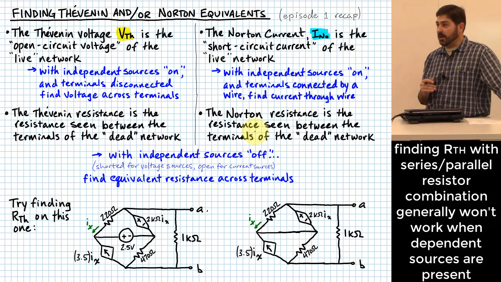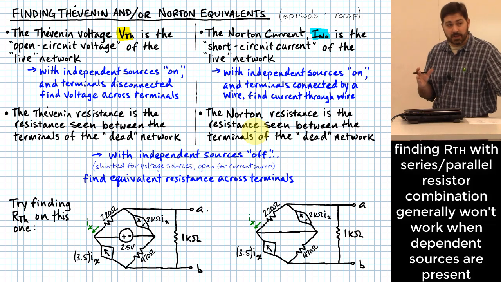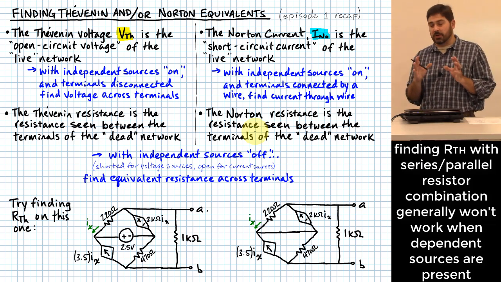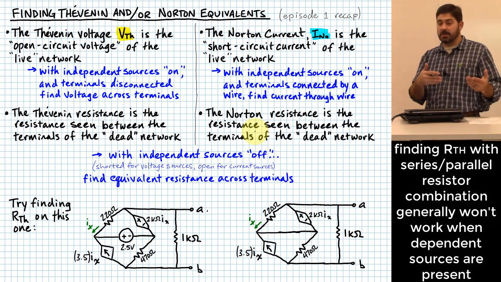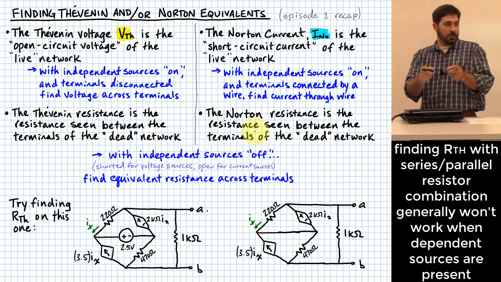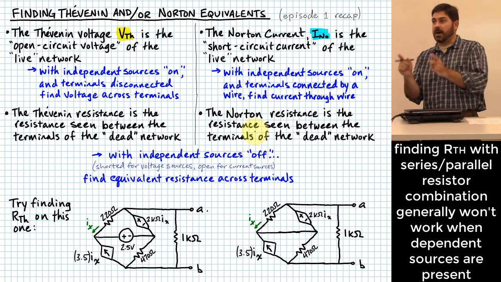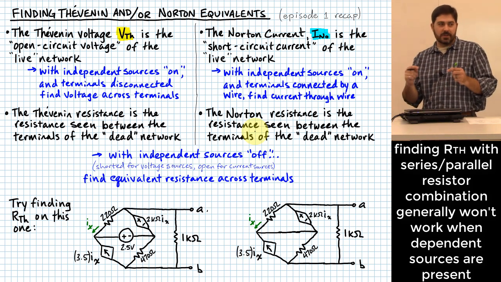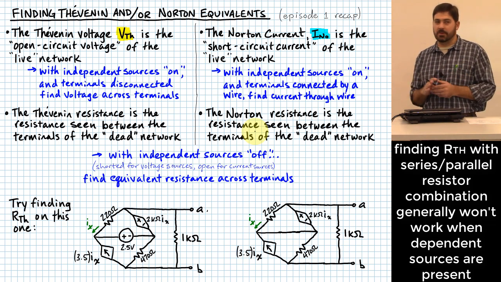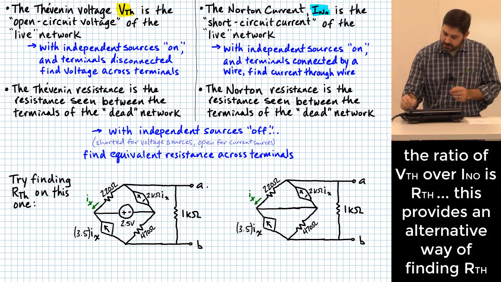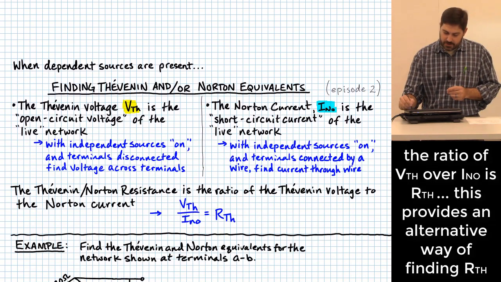A more general way to put it is that if it's impossible for you to just kill the independent sources and find an equivalent resistance across the terminals, which it will be sometimes, if that's impossible, you can go to this next method. This is episode 2, where I'm telling you about this second method. So, let me give you an updated set of rules.